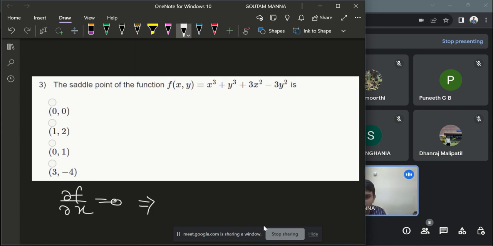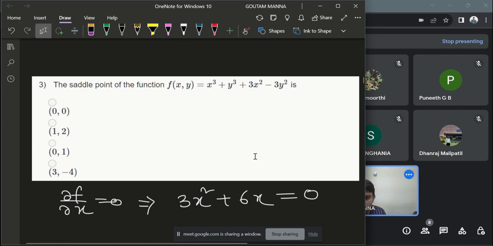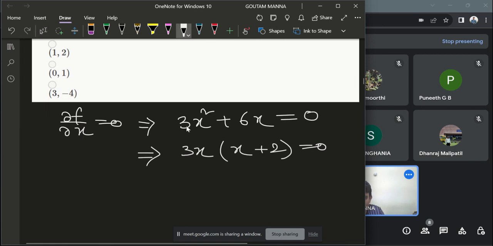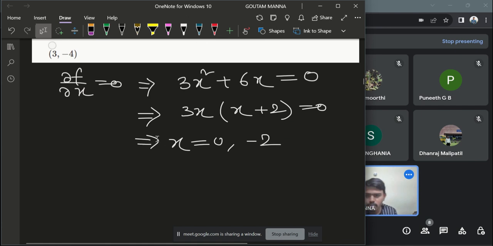So del f del x will be 3x square plus 6x equals 0, which implies, if we take 3x common, it will be x plus 2 equals 0. This implies x equals 0 and minus 2. So it doesn't depend on the value of y. At x equals 0 and minus 2, del f del x will be 0.